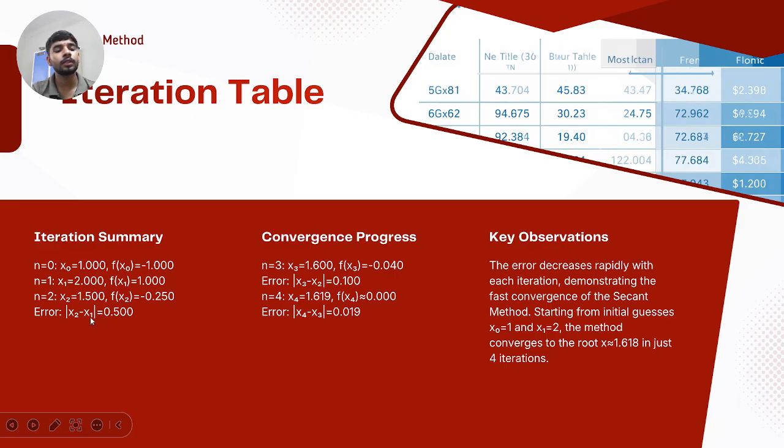The error is calculated simultaneously. Here you can see the error in x2 minus x1 is 0.5, which is large, and x3 minus x2 is 0.1, which is also large. If you calculate the error in x4 minus x3, it is much less. The error decreases rapidly with each iteration, demonstrating the fast convergence of the secant method. Starting from the initial guess, the method converges to the root x = 1.618 in just 4 iterations.